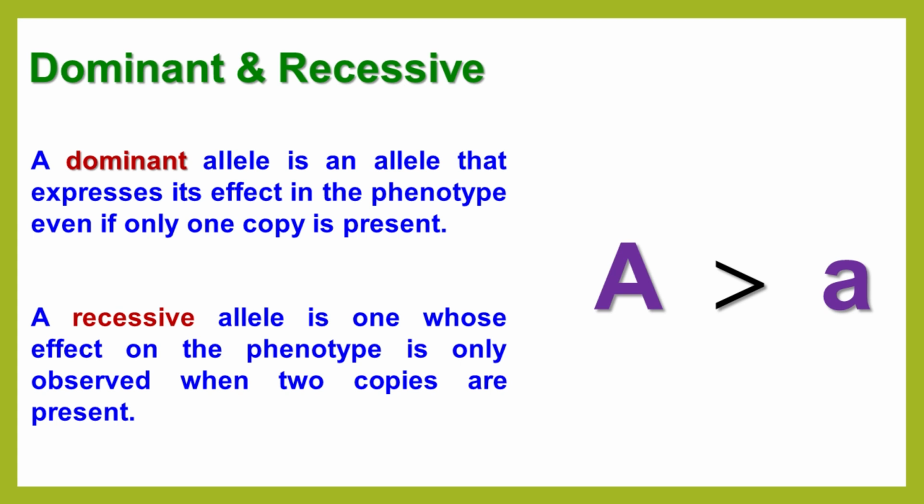There are interactions between the alleles of a gene. In one case, one allele is dominant and the other is recessive. A dominant allele is an allele that expresses its effect on the phenotype even if only one copy is present. So one dominant allele is enough to see its expression. A recessive allele is an allele whose effect on the phenotype is only observed when two copies are present. The dominance of one allele over another allele could also be shown as big A is larger than small a, as you see on the right.